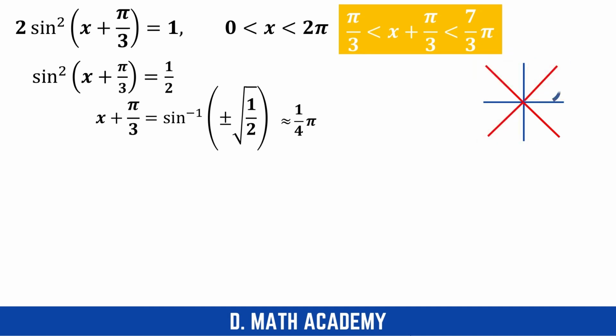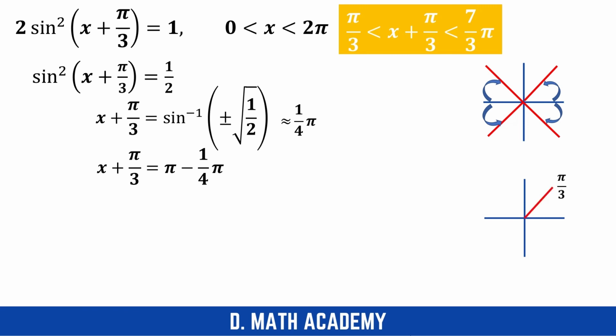By keying in your calculator sine inverse square root plus minus 1 over 2, you actually get 1 over 4 pi. But like what I said earlier, I wouldn't take it as the final result because I'm yet to analyze the range given to us. So the range tells us that pi over 3 is this one over here. Pi over 3 is actually 60 degrees after the conversion. And it ends at 7 pi over 3. So this is actually 420 degrees.